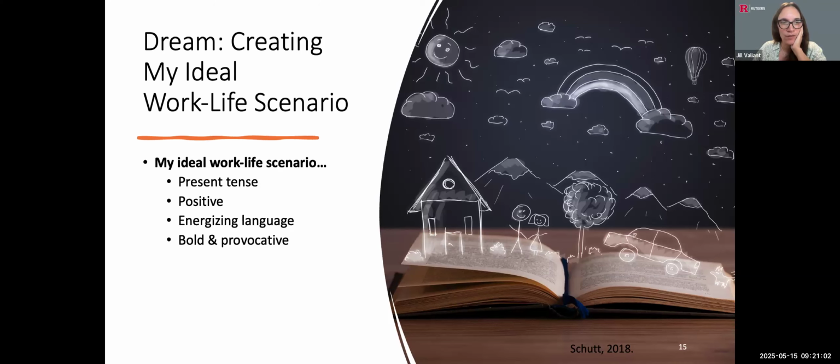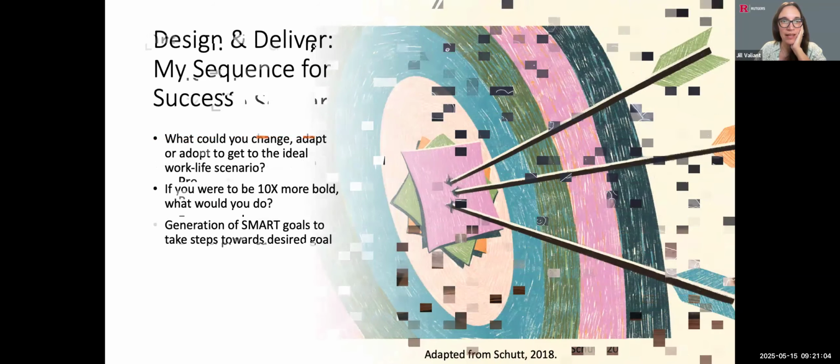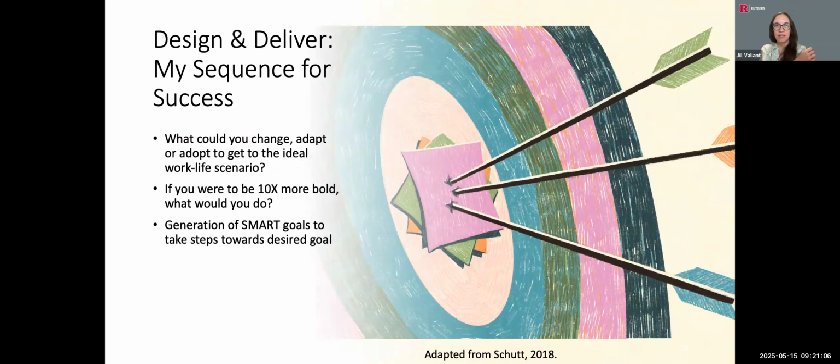Well, then without further ado, we will jump into the last component. So as promised, we're going to compile these two. This is going to be our design and deliver. One of the questions on this I really love, and the woman who introduced me to appreciative inquiry always asks this, she gets so excited about it. I just love how she asked this question: if you were to be 10 times more bold, what would you do right now?